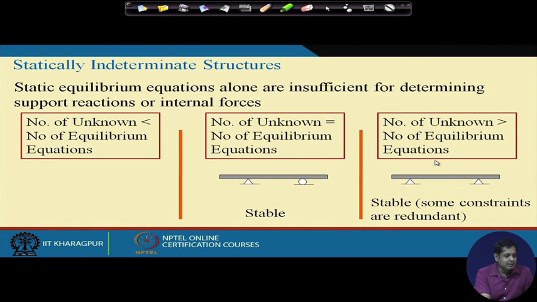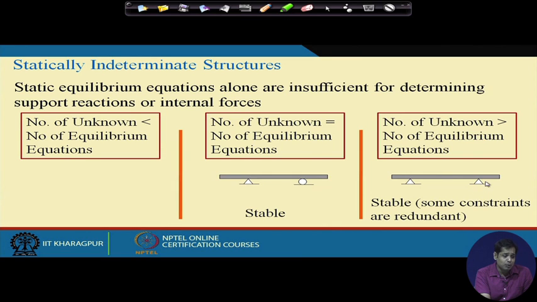And the next case is when the number of unknowns is more than the number of equations. For instance, here 2 unknowns and here 2 unknowns, 2 reactions horizontal and vertical, 2 reactions horizontal and vertical, total 4 reactions, number of equations available is 3. Therefore, this structure is stable, but this structure is an indeterminate structure. Here we will see that some of the constraints are redundant.